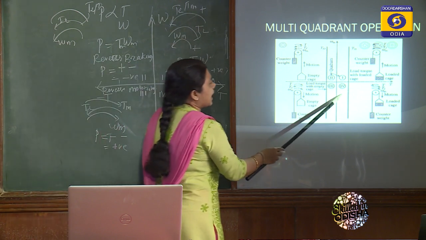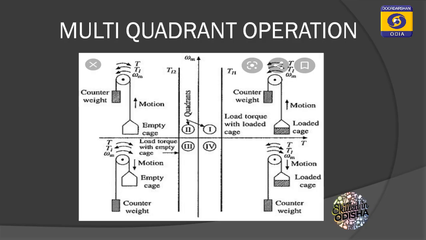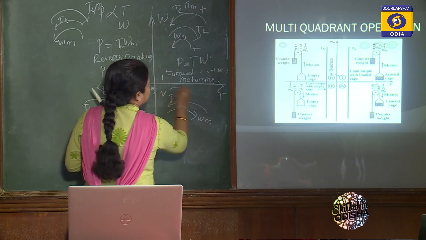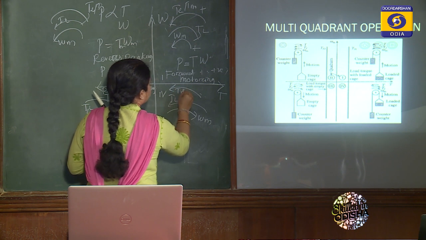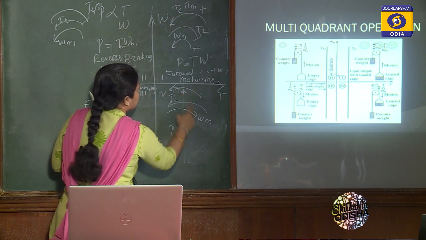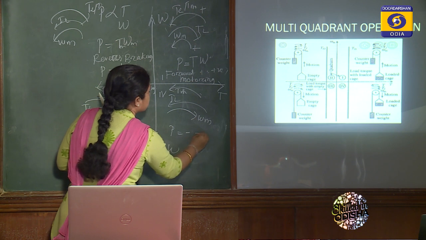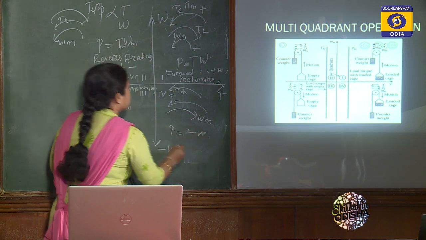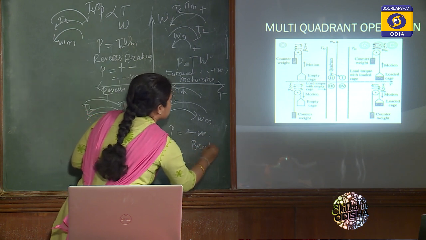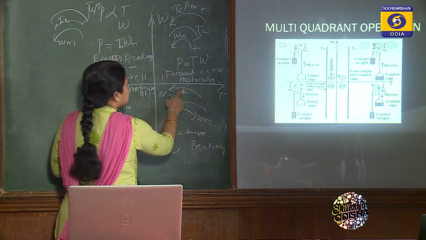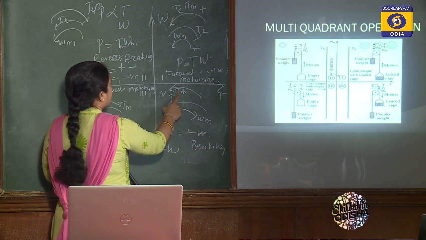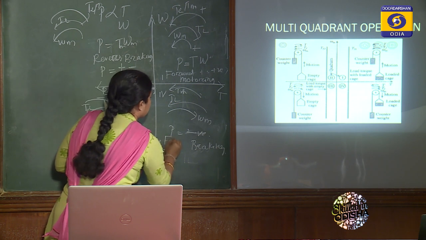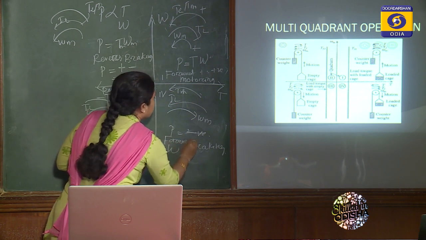So this one is reverse motoring mode. And come to the fourth quadrant. Here the direction of omega m is this one, our TL is this one and Tm is this one. So power will be Tm into omega m. Reverse direction means negative, and positive into negative will be negative, so this one is braking mode. But what is the direction of Tm? The direction of Tm is positive. So this one is forward braking mode.